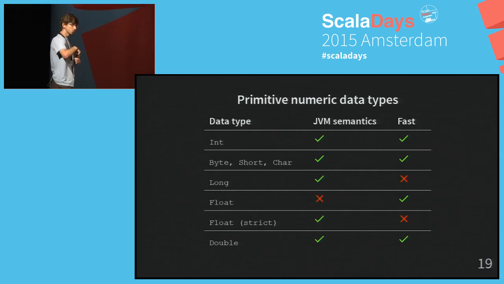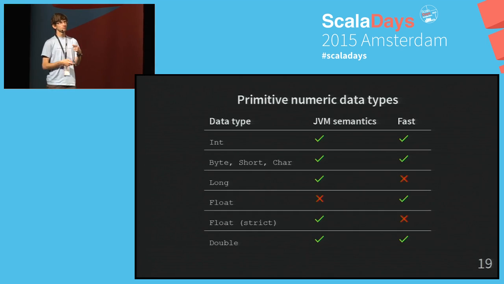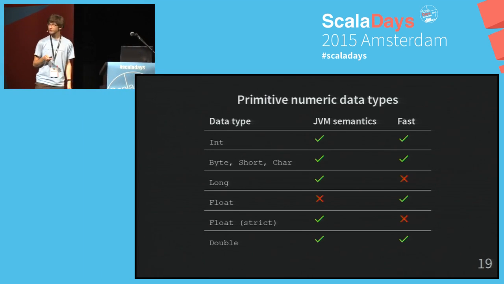And then there is floats, which is the other way around, because most of the time you don't really need floats to get truncated to 32 bits all the time. So by default, they behave mostly like doubles. But you can have opt-in strict floats, and then you get the correct semantics. But then again, they're very slow, at least if your VM doesn't support the fround function.